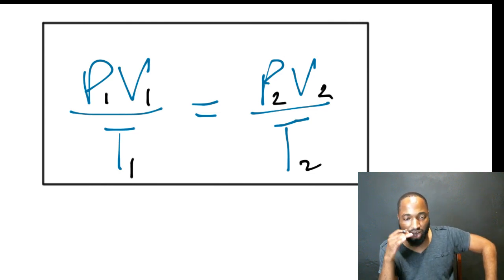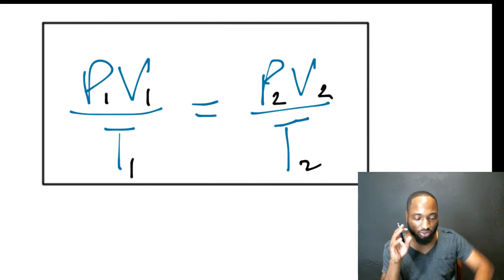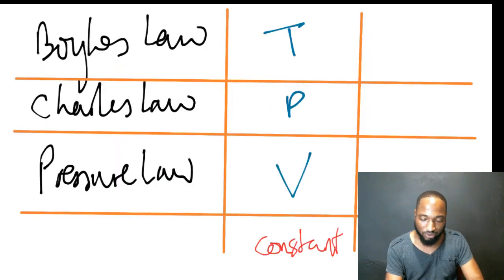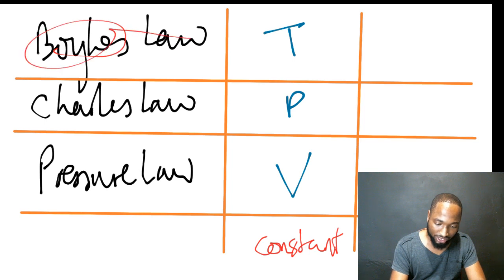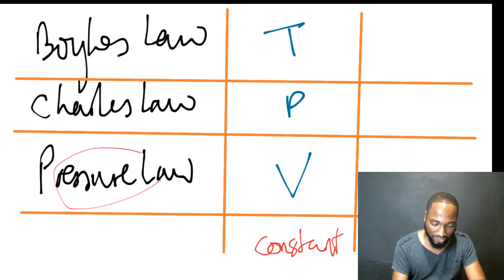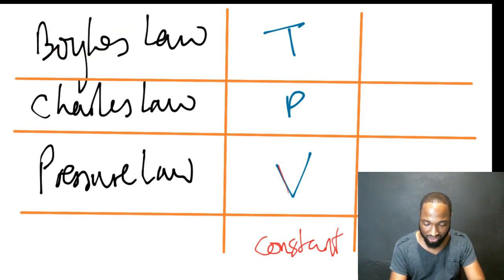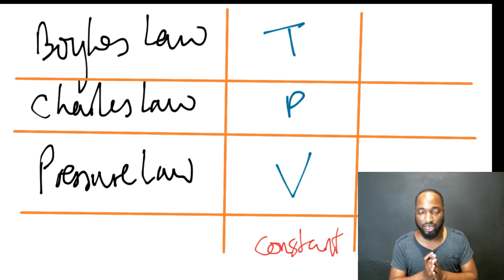That is it. I'll show you how you can just use these two pieces of information to figure out everything. You have this piece of information here where you have Boyle's law. You know that the temperature is constant because in Boyle's law, T is constant. In the pressure law, pressure is not constant, so V is constant. And P has to be constant here in Charles' law. That's all you need to remember there, and you work along from there.